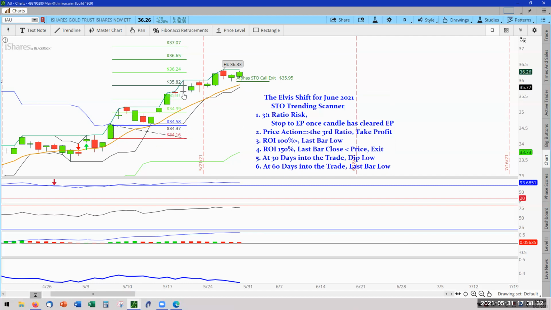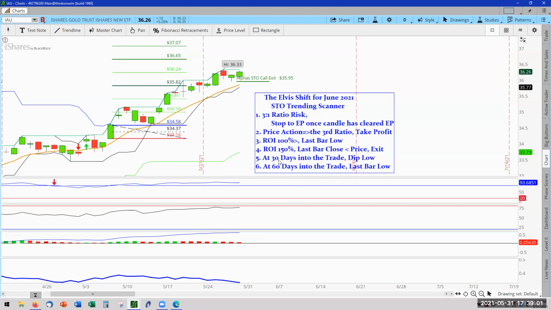Price action, as I just explained: as price crosses the third, we take it out. We are still going to continue with the 100 ROI last bar low. So in the event that something happens, that an option takes off and gets into 100% prior to the third ratio, we are going to go last bar low and take it out. If it goes to ROI 150, then we're going to go anything below the high, the close of the day, and we'll take it out.